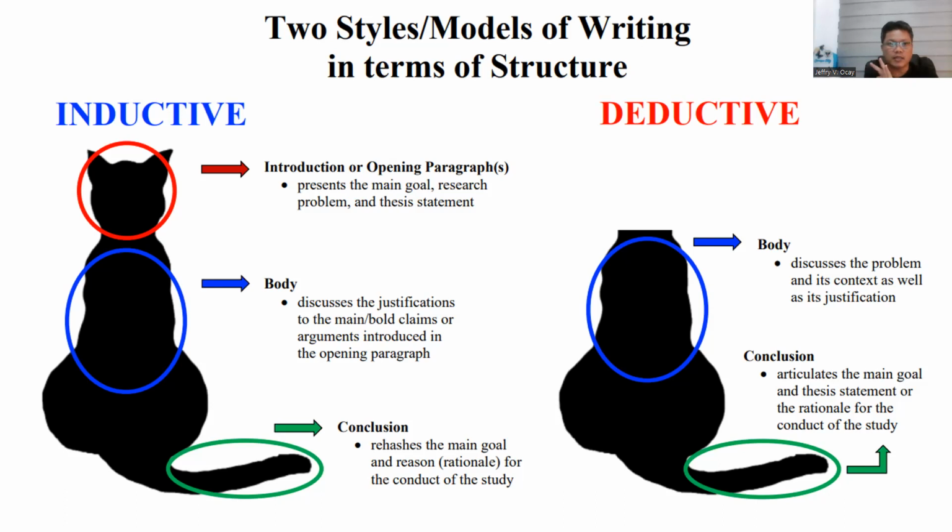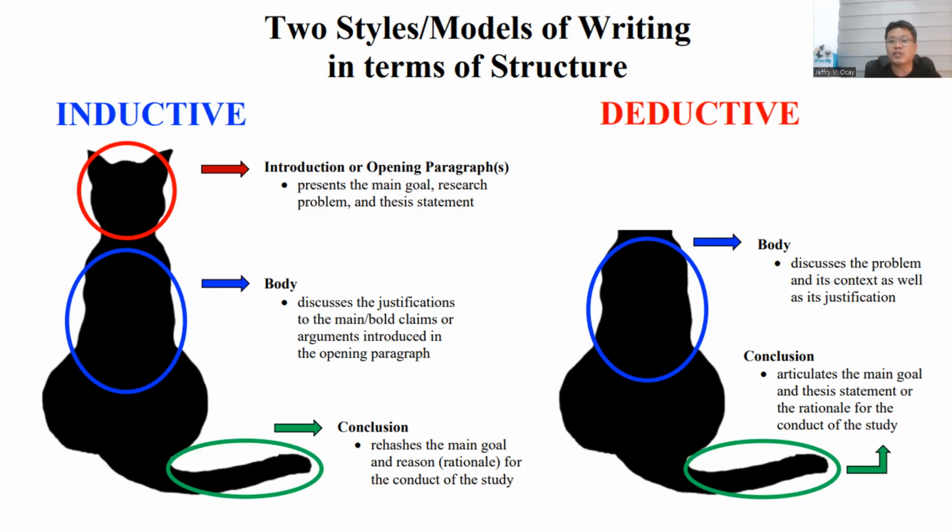So as you can see, in the inductive style of writing, in the head of the cat, we articulate right away the research problem or gap, the research goal, and the thesis statements. And then we proceed to the discussion of the justification in the body of the cat, and then the conclusion.